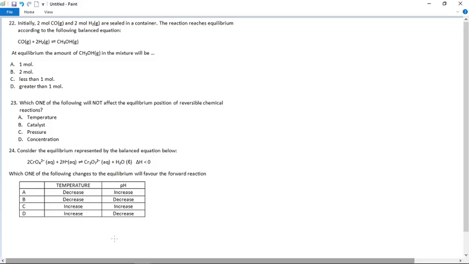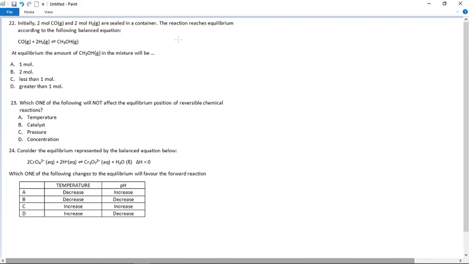And that brings us to the last of these equilibrium questions. Initially, 2 moles of carbon monoxide and 2 moles of hydrogen are sealed in a container. The reaction reaches equilibrium according to the following balanced equation. 1 mole of carbon monoxide plus 2 moles of hydrogen give me 1 mole of methanol gas. At equilibrium, the amount of methanol in the mixture will be.